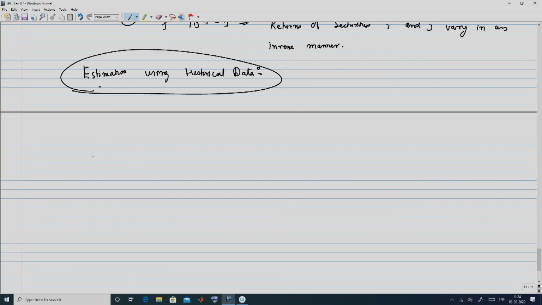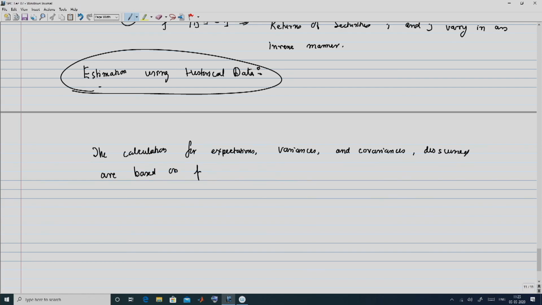So, just to note down the motivation: the calculations for expectations of these assets, variances and equivalently standard deviation, and covariances and by extension correlation coefficients already discussed are based on probabilities.